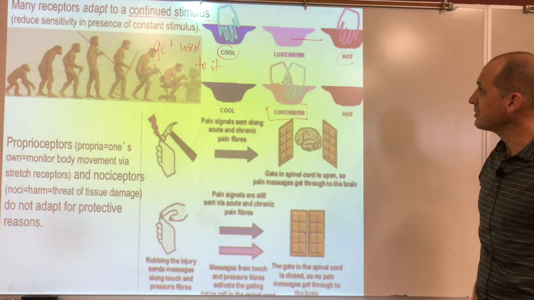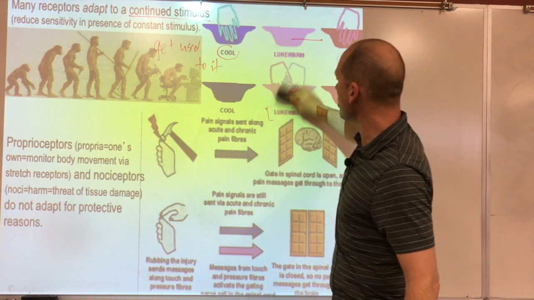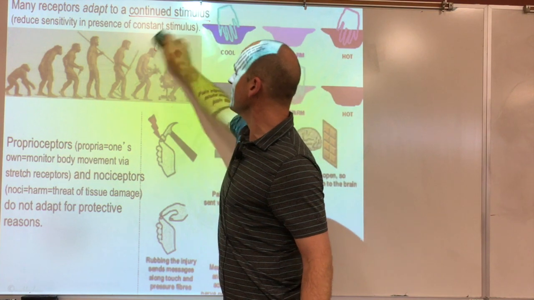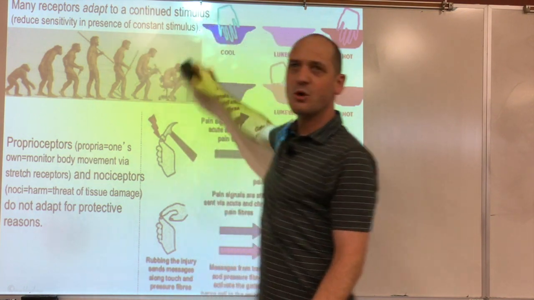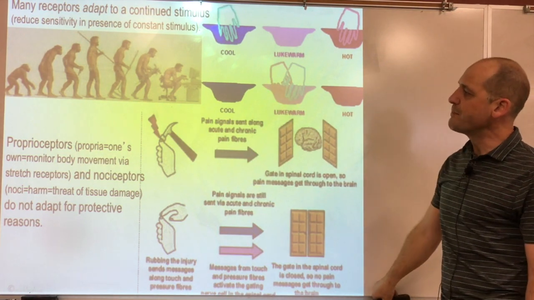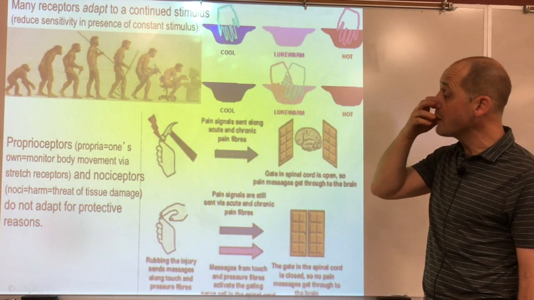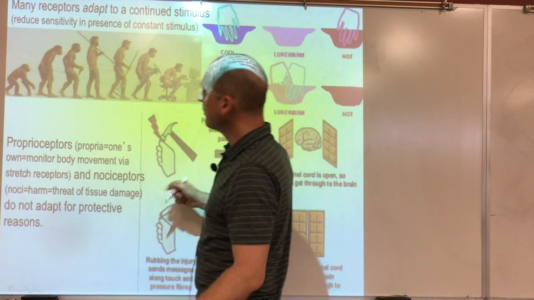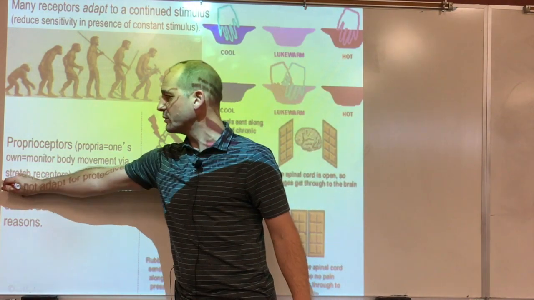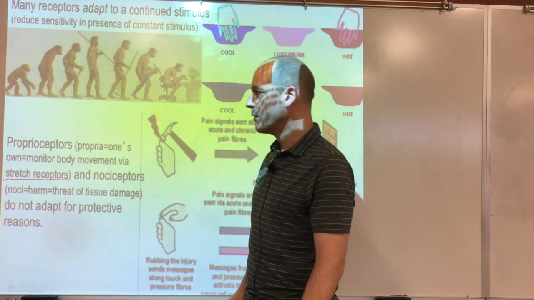So that's a good thing to know. That's why when you start the shower, it's cooler, many times. And then you leave it at the temperature, and the last time you go back in, you burn yourself. Proprioceptors: proprio means one's own. What they do is monitor body movements via stretch receptors. So that's what they do.